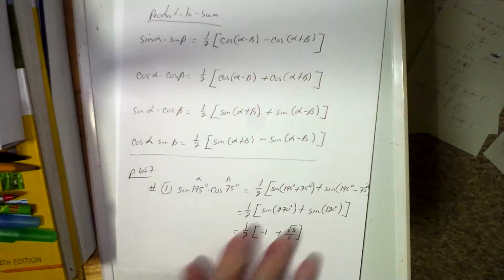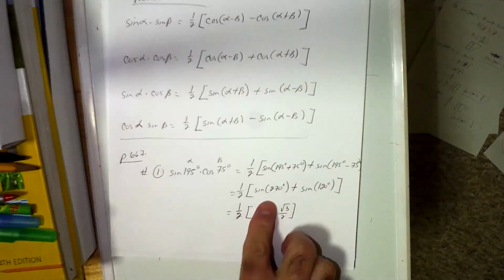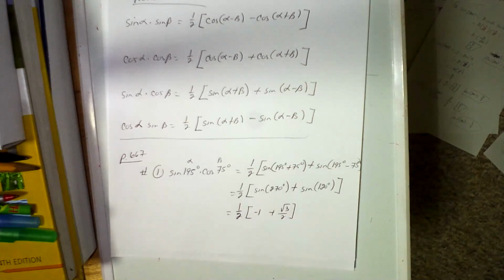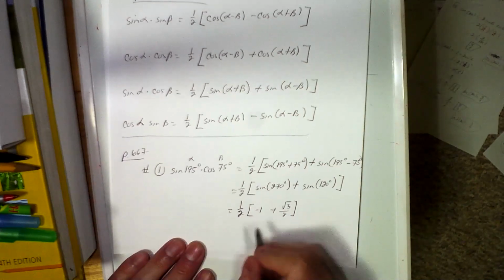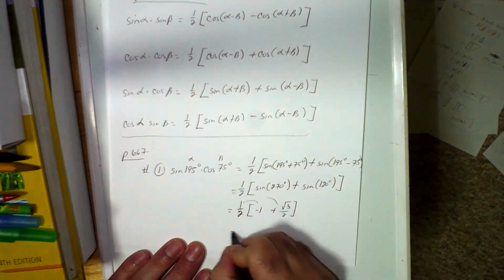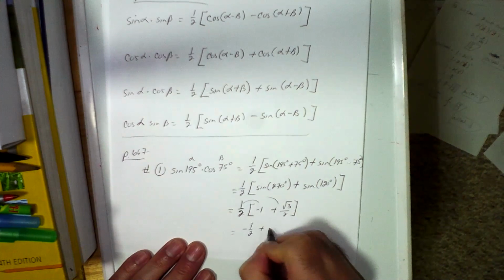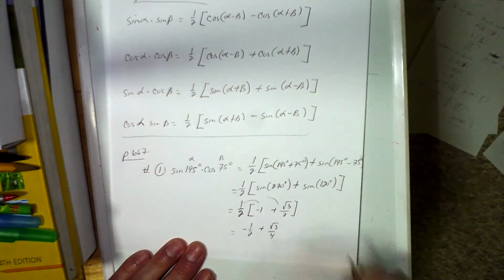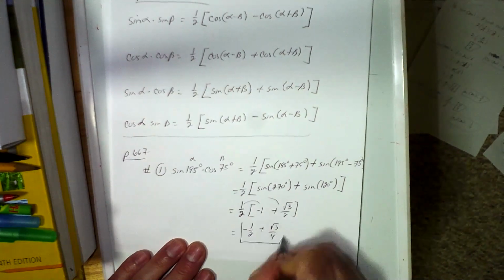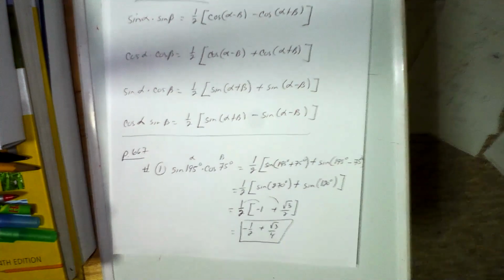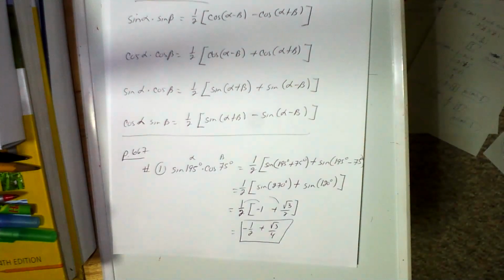Okay, plug them in. And now I simplified. I think I'm going to go ahead and just distribute. So we get -1/2 plus square root of 3 over 4. There you go. That's what you do.